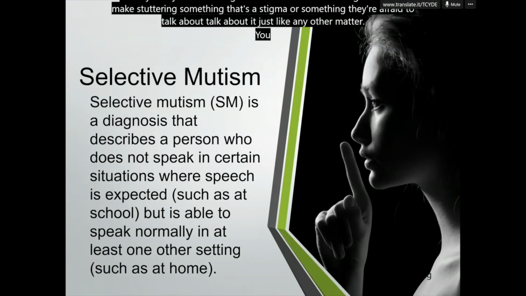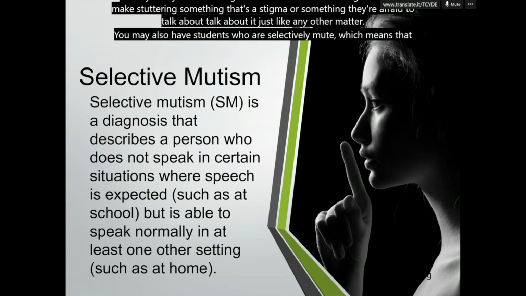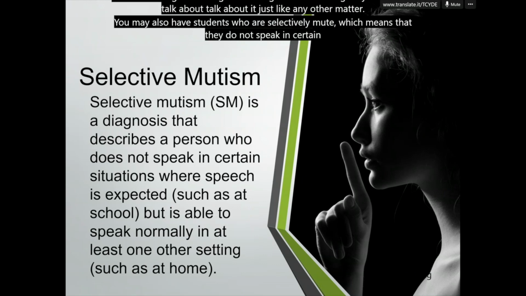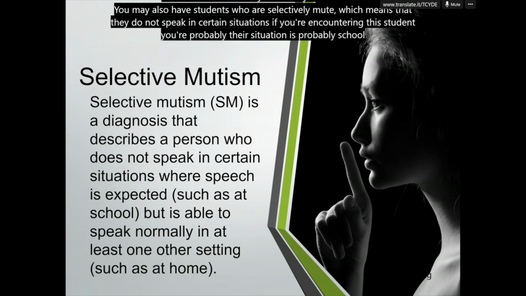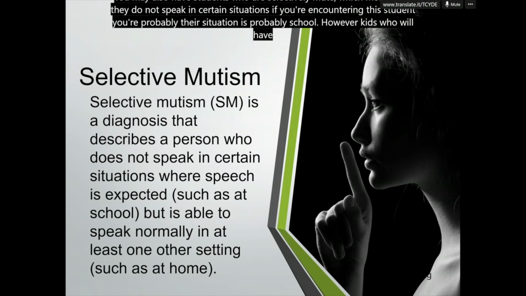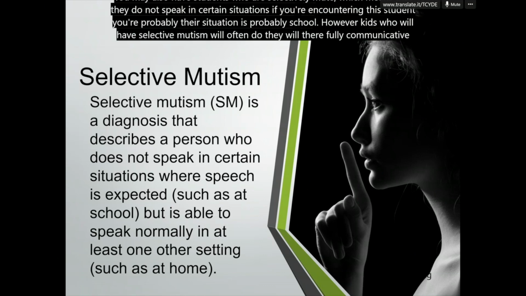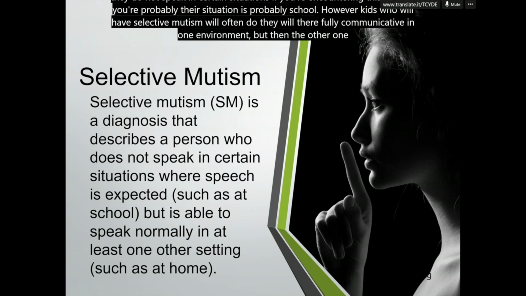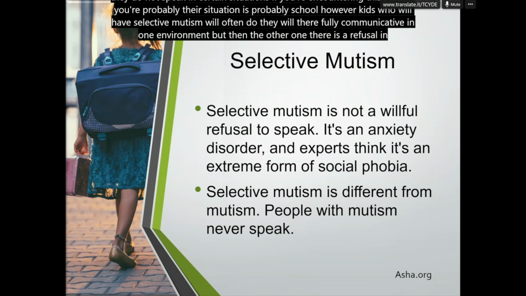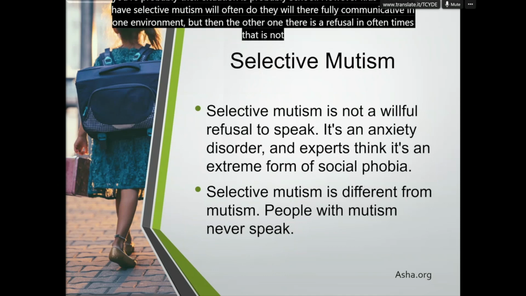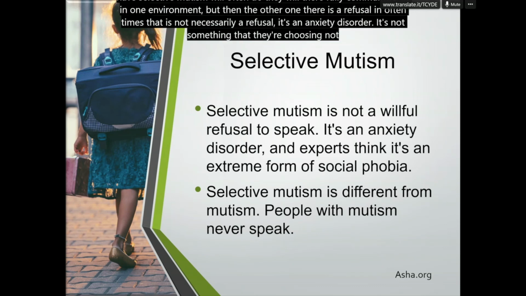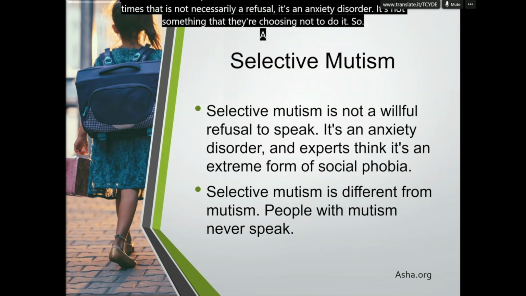You may also have students who are selectively mute, which means that they do not speak in certain situations. If you're encountering this student, their situation is probably school. Kids who have selective mutism are often fully communicative in one environment, but in the other one, there's a refusal. And oftentimes that is not necessarily a refusal. It's an anxiety disorder. It's not something that they're choosing not to do. It's a form of extreme social phobia.